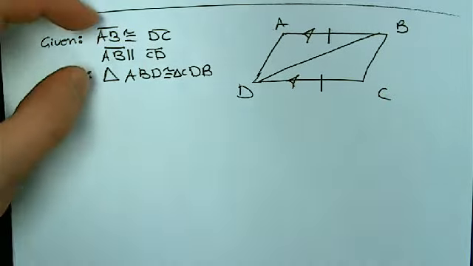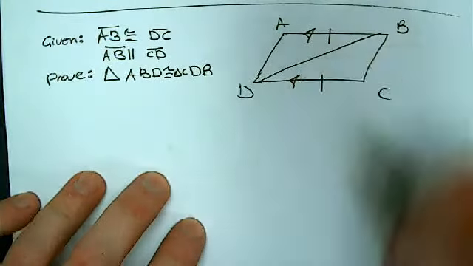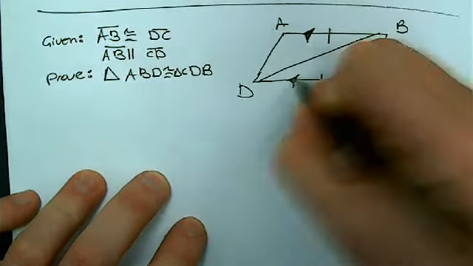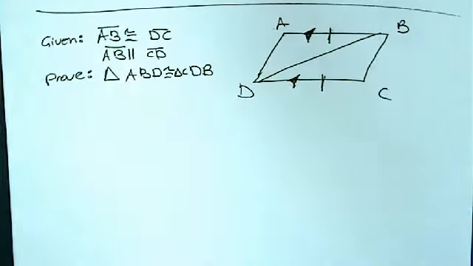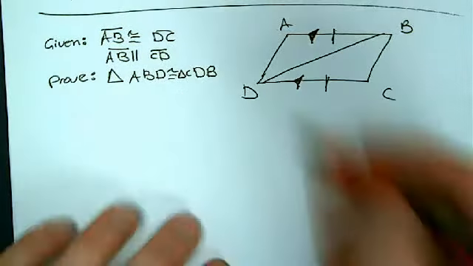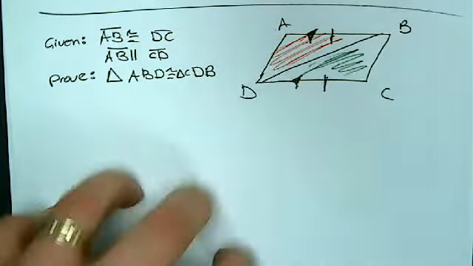So here are our givens. They're marked on the diagram already. I've got the parallel arrows to show that AB is parallel to DC. I've marked that AB is congruent to DC. I'm trying to get these two internal triangles, this one here in red, this one here in green, to be congruent.